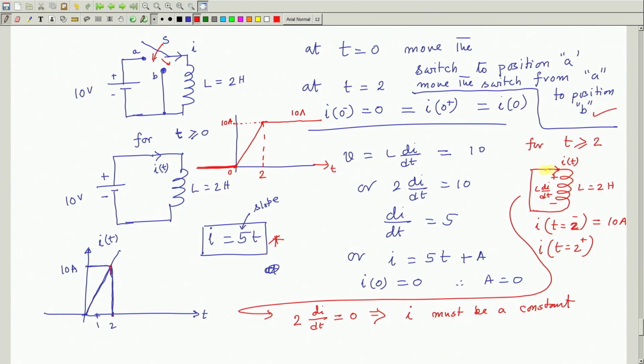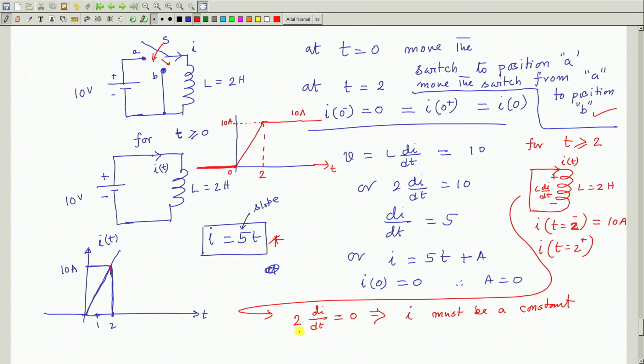for t greater than 2 seconds, this is the circuit. So, now you see the impressed voltage has changed. It was earlier a constant voltage, now you have applied a 0 voltage. Why am I saying 0 voltage? It is a short circuit. No matter what current flows, drop here is 0. So, terminal voltage across the inductor is 0, and I want to investigate what happens to this current, which was brought up to 10 ampere at t equal to 2 minus.